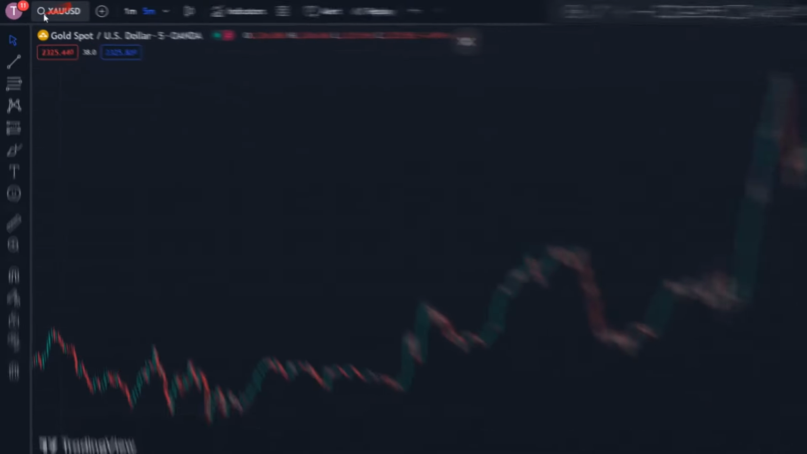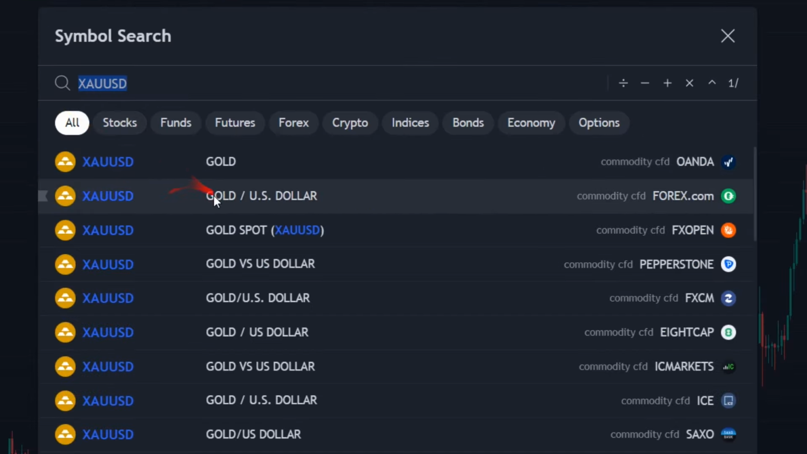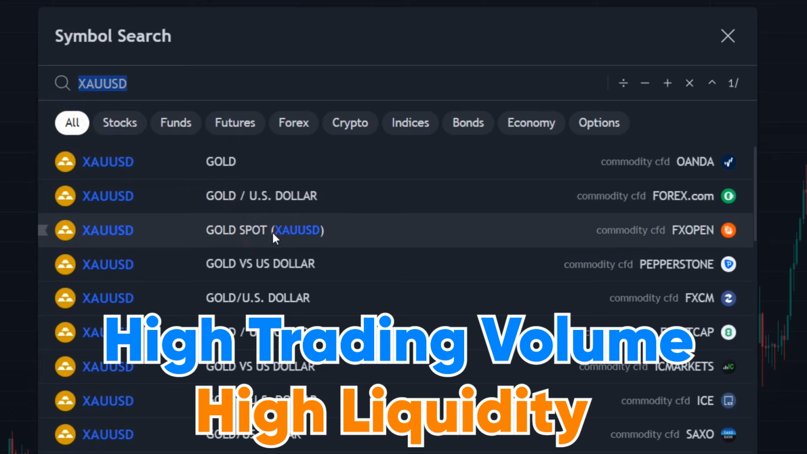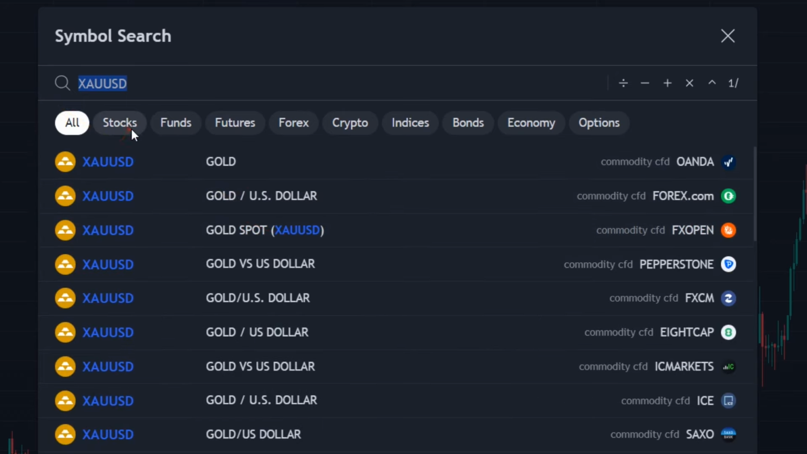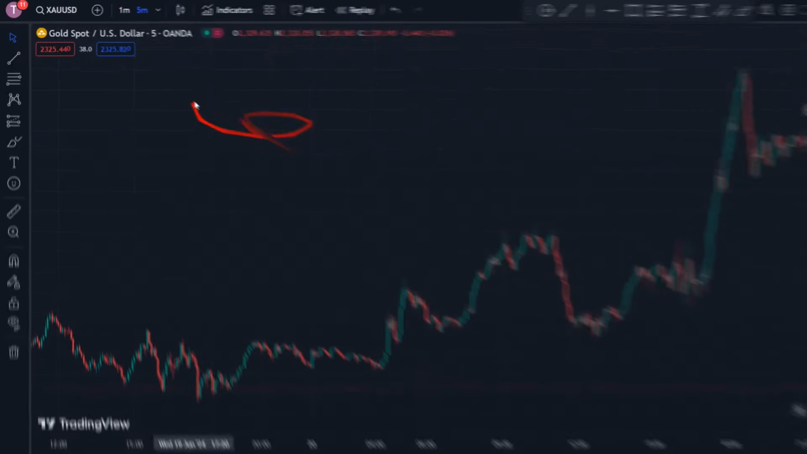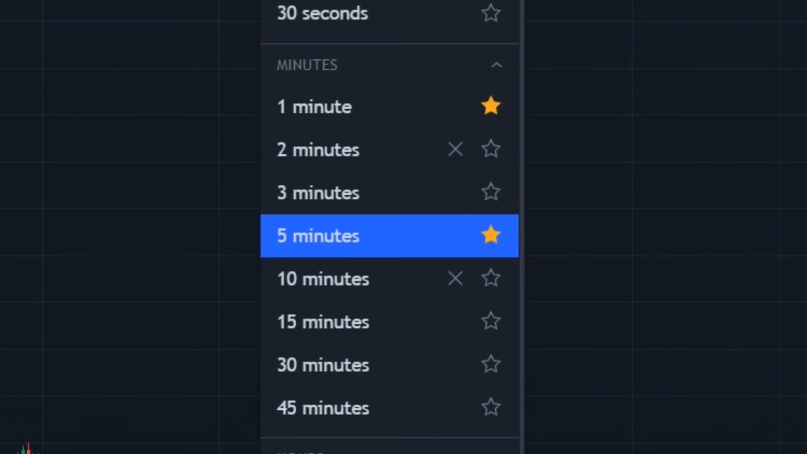First of all, you need to choose a symbol that has both high trading volume and high liquidity. It can be a symbol from the forex market, the crypto market, or even the stock market. The choice is yours. Then we need to go to the time frame. I suggest selecting the 5-minute time frame, but again the choice is yours because this strategy works well on all time frames.